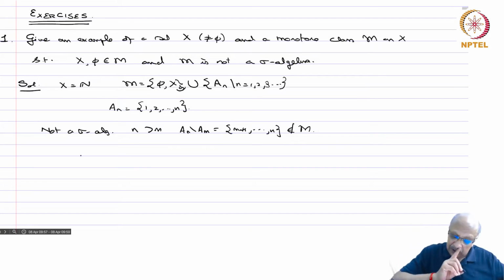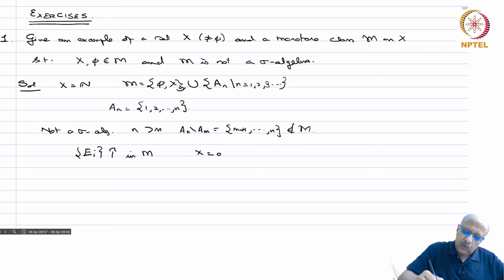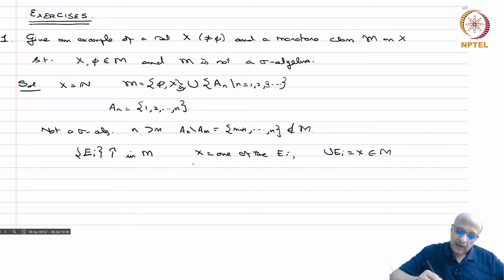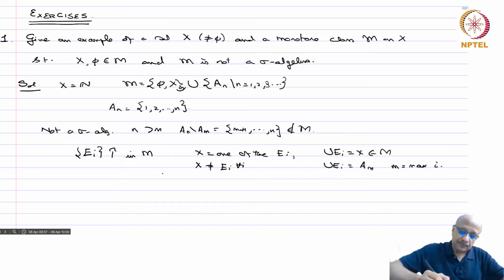And it is a monotone class because if you take E_i increasing in M, then if X equals one of the E_i, we already have that the union of E_i equal to X belongs to M. If X is not equal to any E_i, then the union of E_i is A_m, where m is the max of the i's.